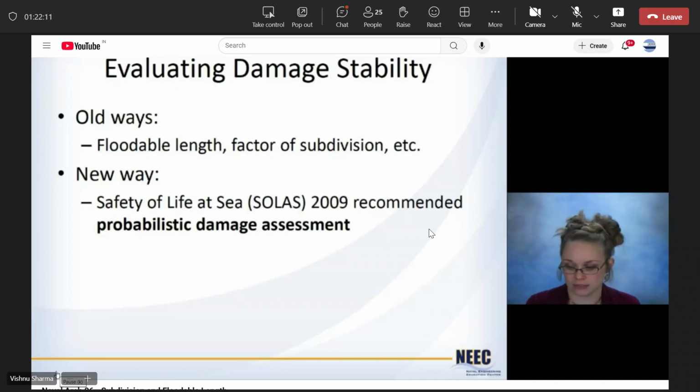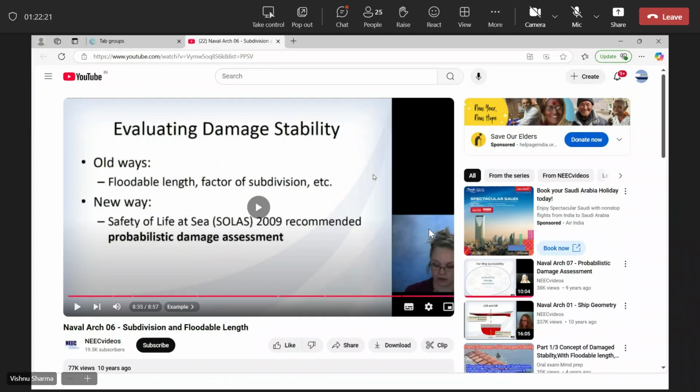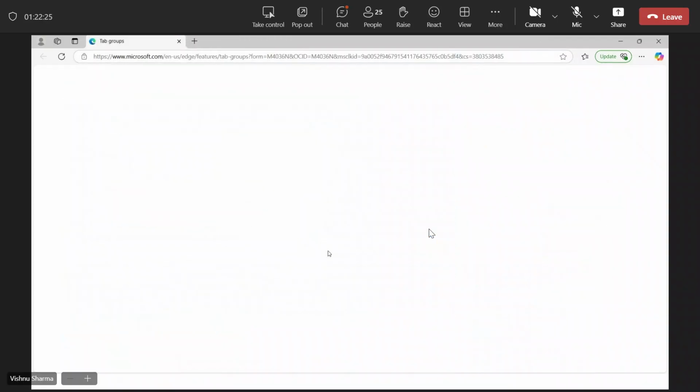So the new way that we do things is really with a probabilistic damage assessment, and this is actually fairly involved, so we'll go through it in the next video.